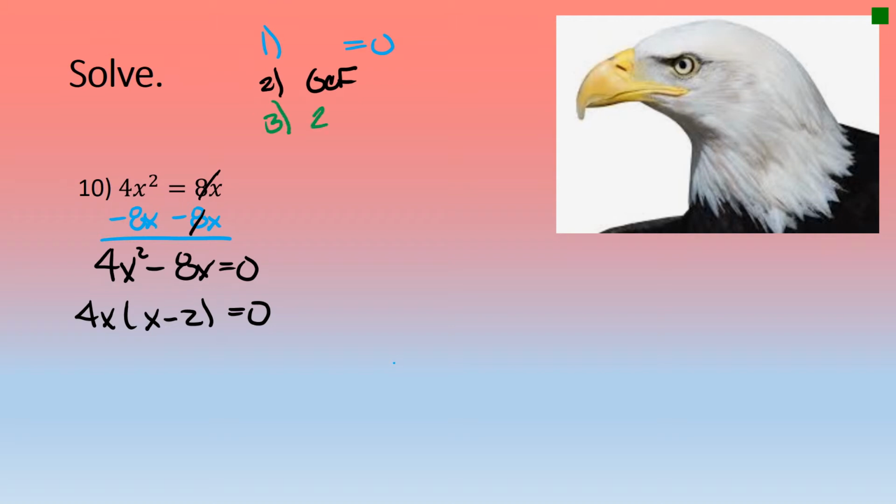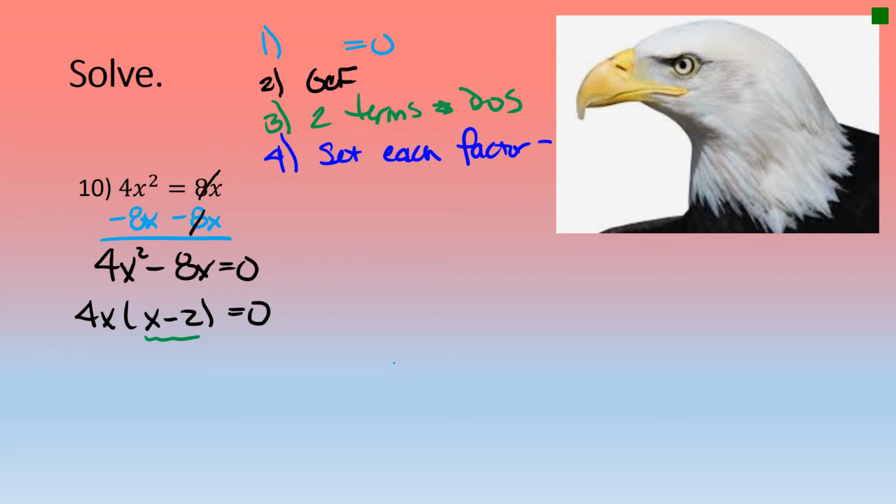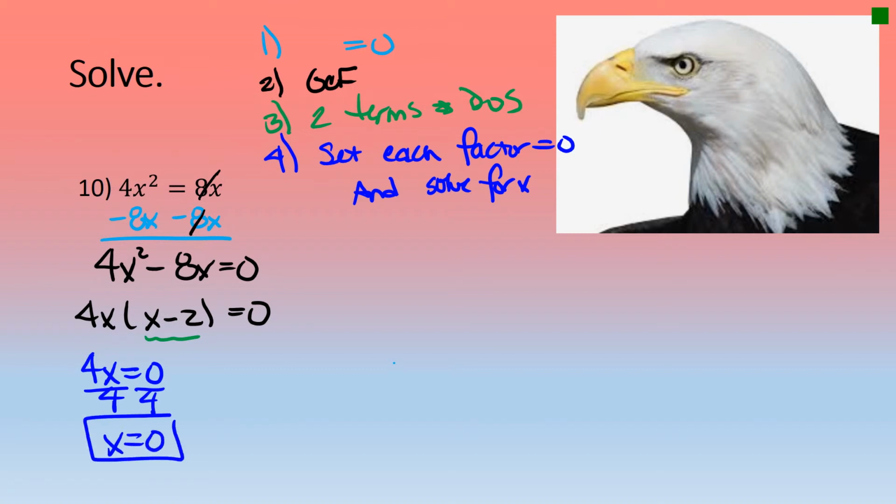Step 3, I have two terms, so I'm going to go to difference of squares. So looking at this one, is it a difference of squares? No, it's a difference, but those aren't square. So that leaves me down to step 4, set each factor equal to 0 and solve for x. So 4x equals 0. Look at this time, it gives me an answer because I have an x. X is 0. If I just had 4 there, it wouldn't have given me an answer.